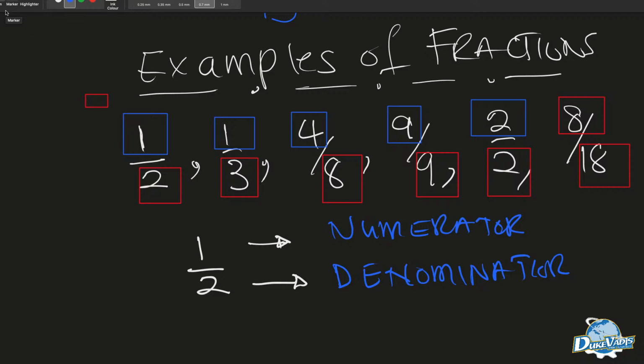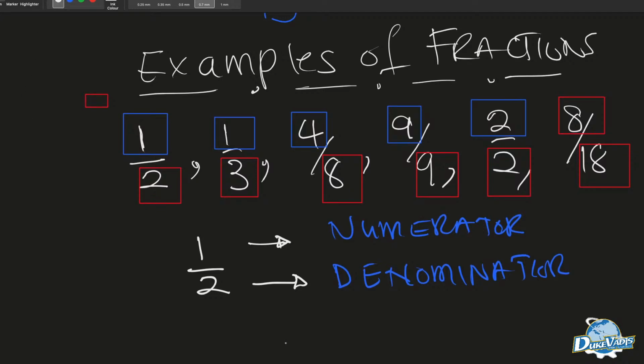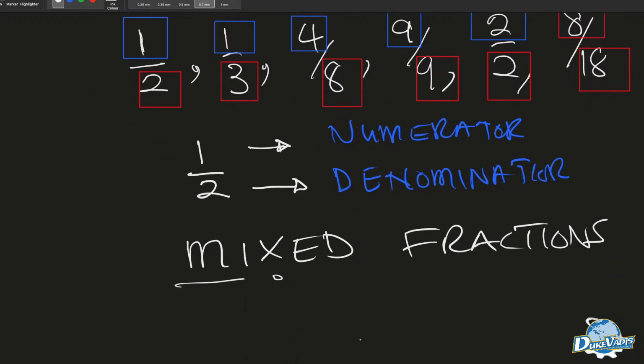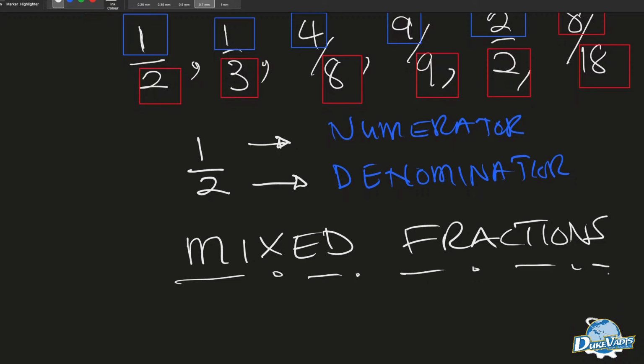Okay, so this is a common example of fraction. Now we have another group of fraction called mixed fraction. Let's talk about mixed fraction. Mixed fraction is another interesting one. Okay, so let's look at it.